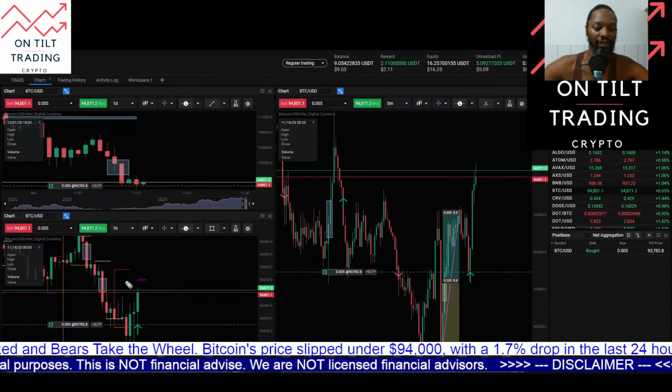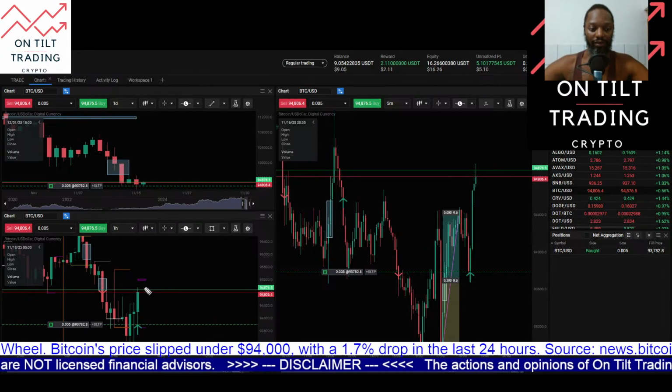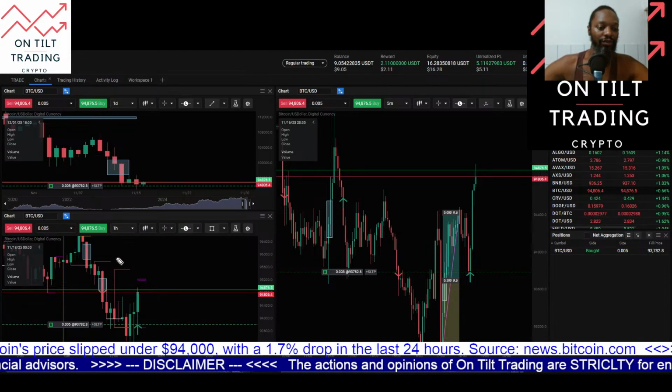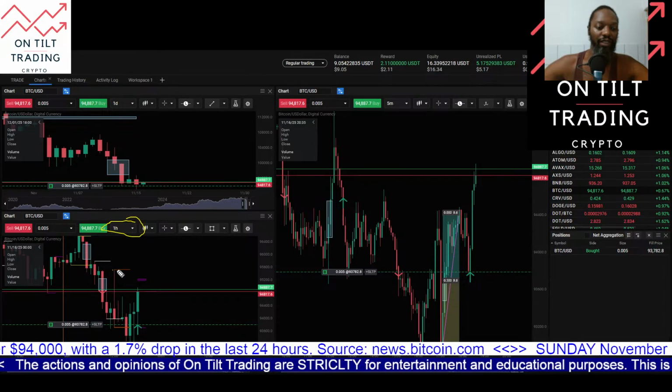So I will take this trade and then not extend the target. So I'll just pick one target. So for this trade, we'll come down to the 60-minute. And currently I'm trading this range.